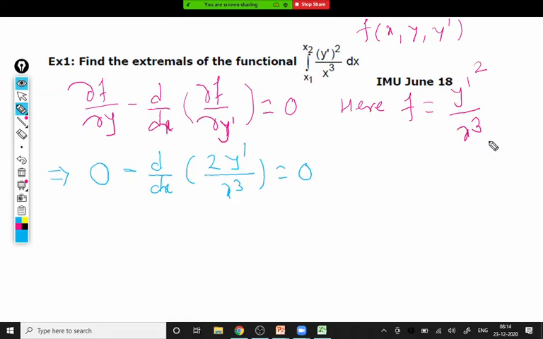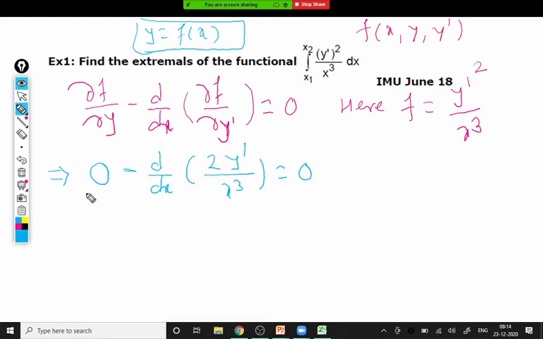That's one. Now, our aim is to find y equal to f(x). What is the ultimate aim of all these questions? We are always finding y as a function of x, the equation of the curve. For that curve, the value of the integral is always extremum. So we have to remove all the derivatives and we should get y. So what should be the next step?